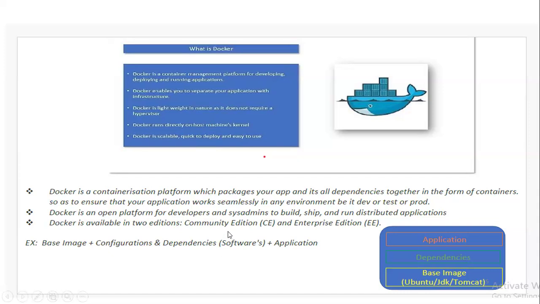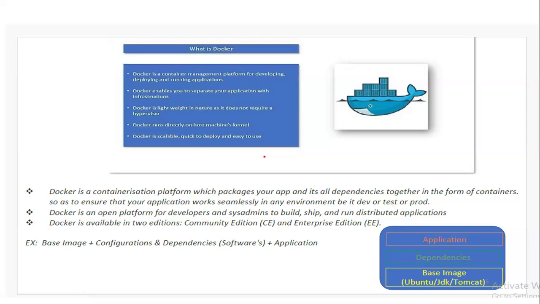Docker is also available in two versions, guys. One is Community edition, another one is Enterprise. Sorry, Community is open source, guys. Open source is nothing but free. Enterprise edition is licensed and it is provided at some cost, guys.